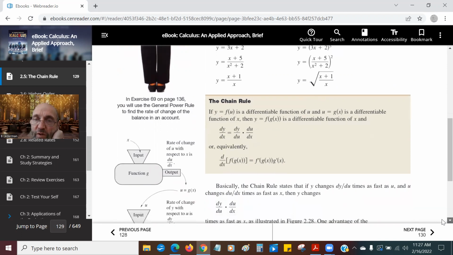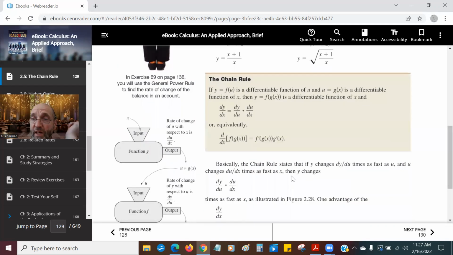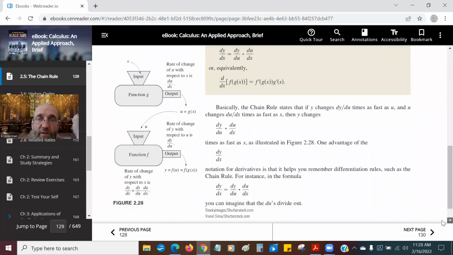But the bottom line, what it's really saying here is that if I'm twice as fast as you and you're 3 times as fast as some other guy, that means I'm 6 times as fast as the other guy. In other words, if y changes dy du times as fast as u, and u changes du dx times as fast as x, then y changes dy du times du dx. That's the simple way of understanding it.